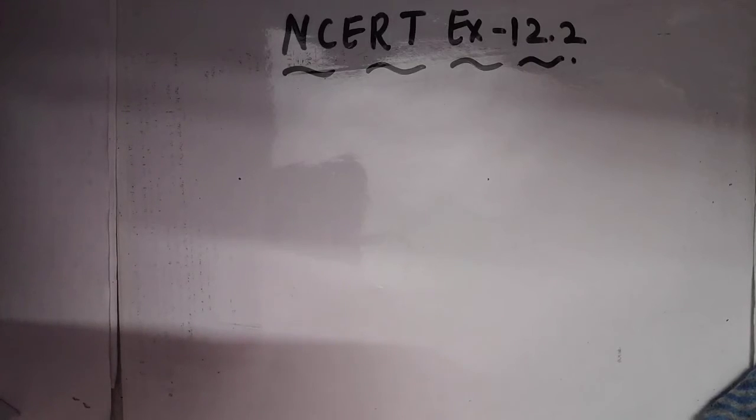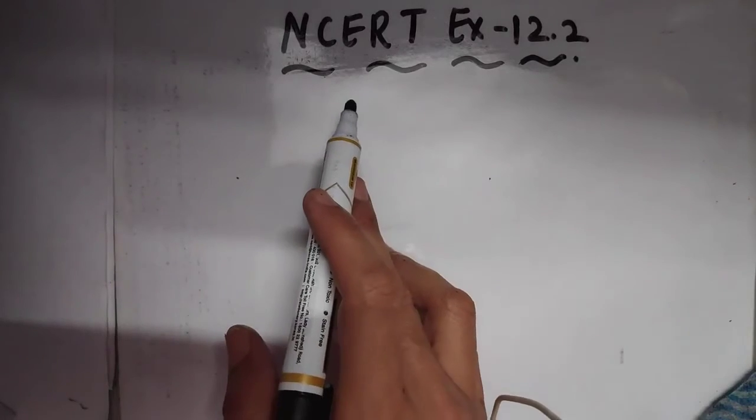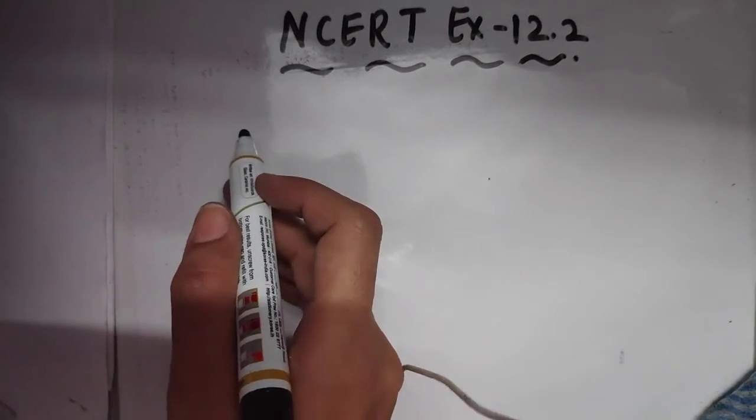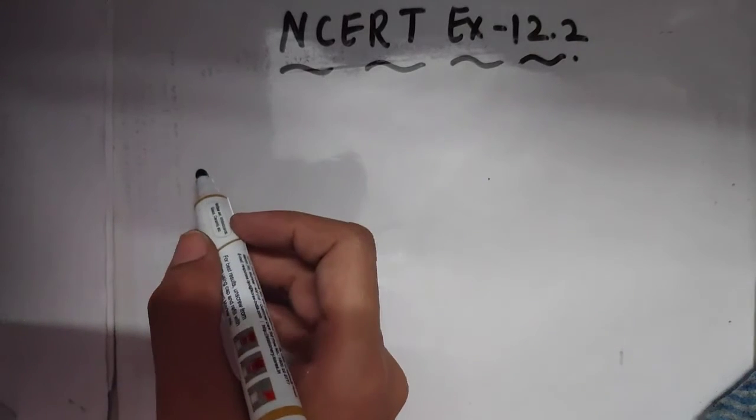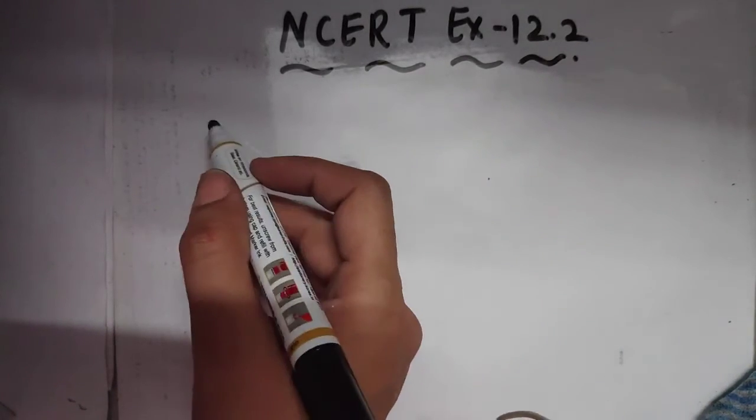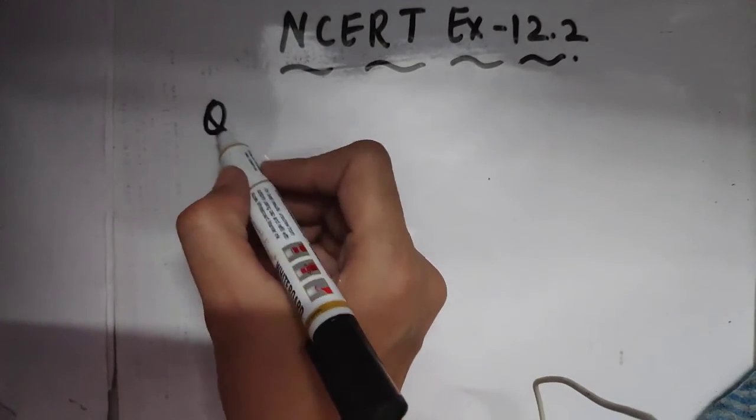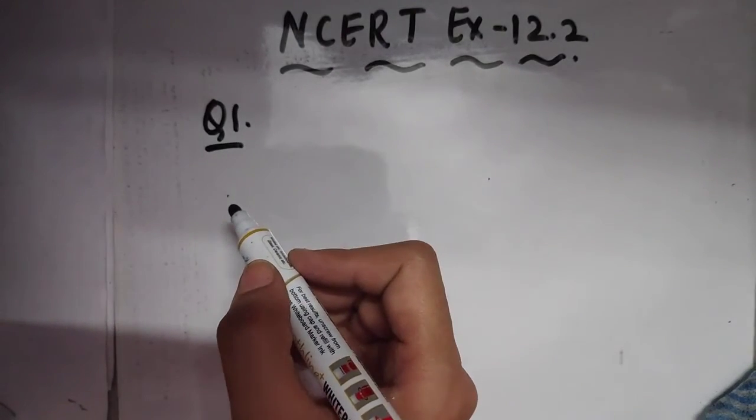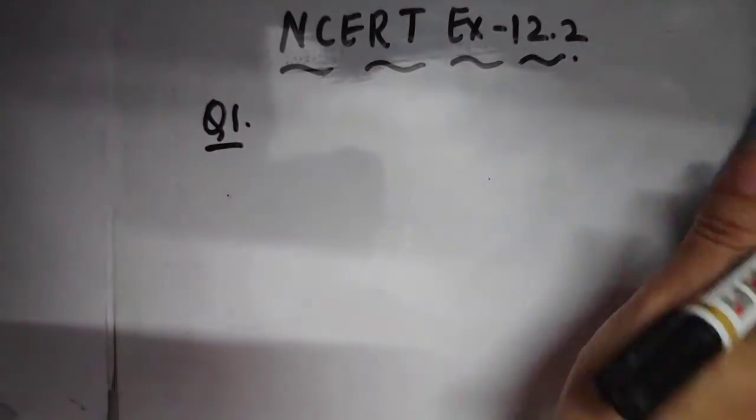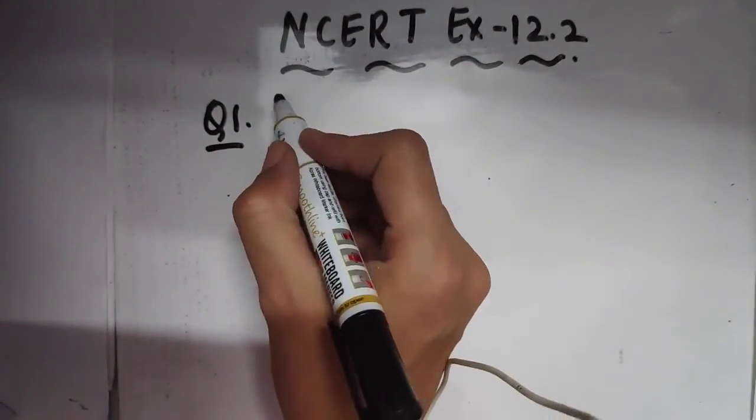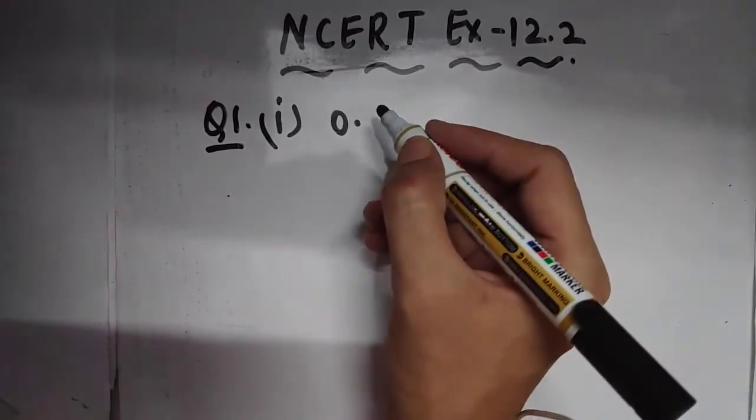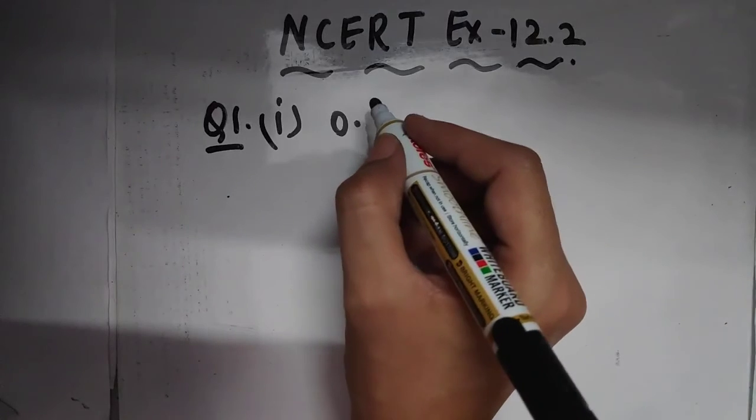So dear children, let us now see the NCERT questions of exercise 12.2. Though I have explained well how to convert numbers into standard form as well as usual form, I will do one part of every question. The rest of the parts you are supposed to do on your own. So in question number 1, I am doing the first part.